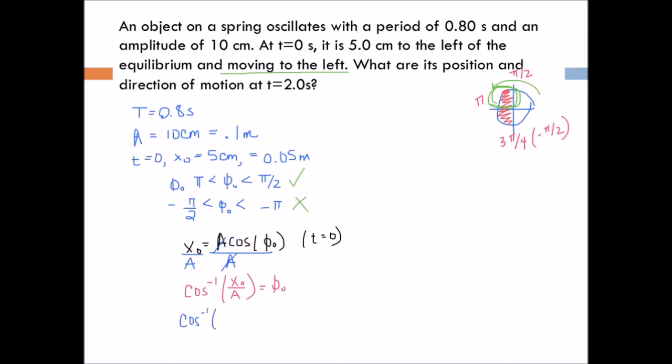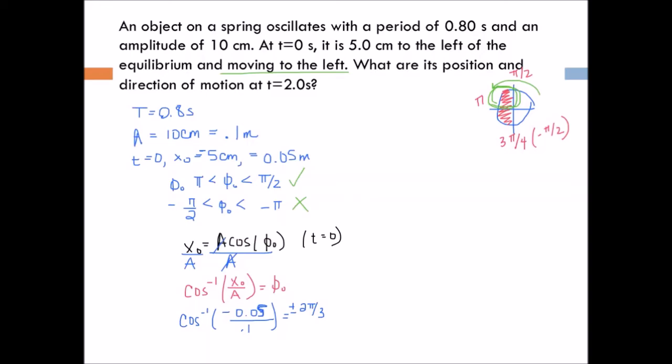X naught, it did tell us again we are to the left of equilibrium, so really I should have put a negative over here. So it's a negative 0.05 meters over 0.1 meters. In this case, it wasn't absolutely necessary to change the units. They would have canceled out either way. And I get 2 pi over 3. And really we should label this as positive 2 pi over 3 and negative 2 pi over 3, because we can achieve this initial position of 0.05 either way.